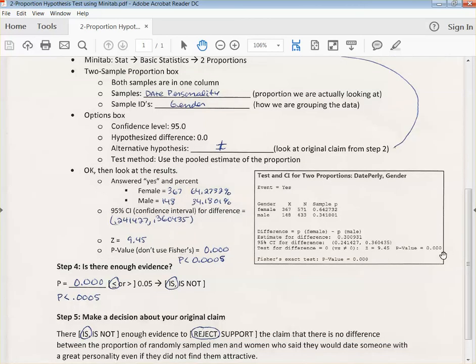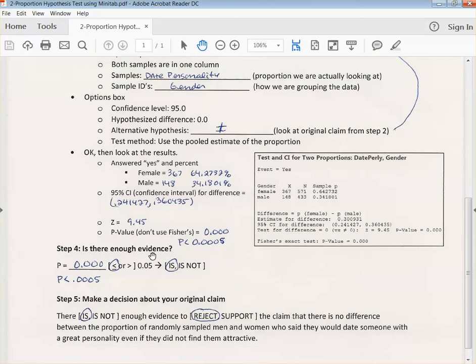So you notice your p-value is 0, 0, 0. Well, that doesn't mean your p-value is actually 0. What that means is p is actually less than 0.0005. So when you write your p-value, you would actually just say p is less than 0.0005. That's how you would actually write it out.